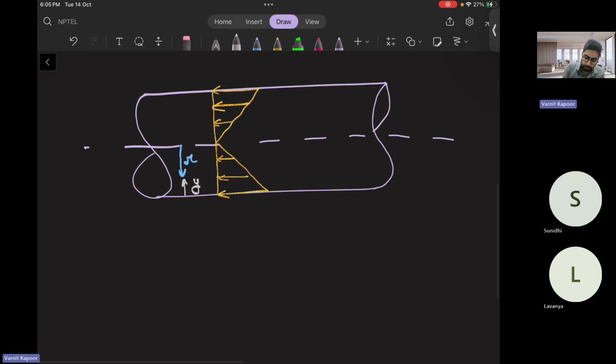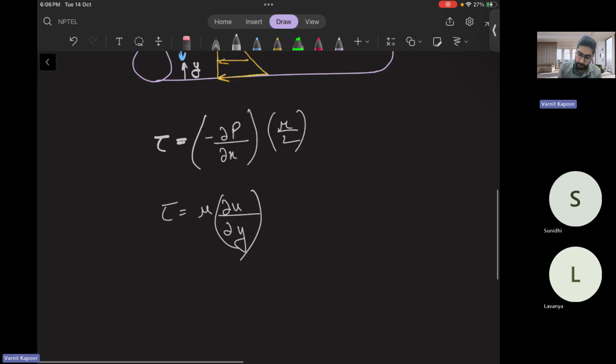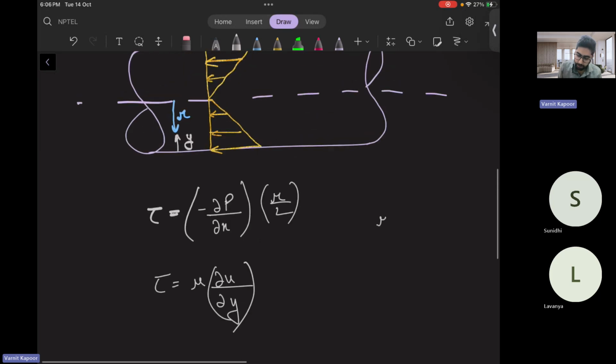The shear stress profile relation was tau is equal to minus dou p by dou x into r by 2, where r is measured from the center line. This is your first equation. Also, shear stress from Newton's law of viscosity for a viscous fluid is mu dou u by dou y. If you compare both of them, we know from this geometry that r plus y is nothing but your capital radius R of the pipe.